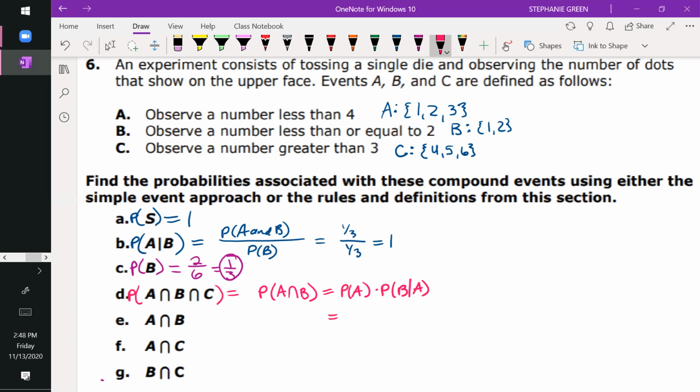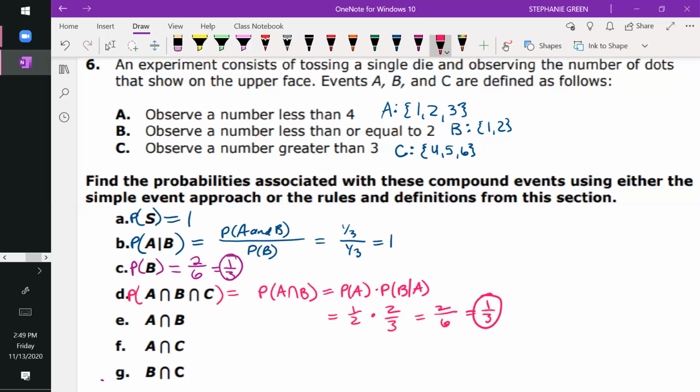So that would be probability of A, there's 3 events out of 6, so 1/2. And probability of B given A would be, let's see, if I look at A, there are 3 total outcomes and 2 of them satisfy B. Oops, that's 2 out of 3. So the probability of A intersect B would be 2 out of 6 or 1/3.